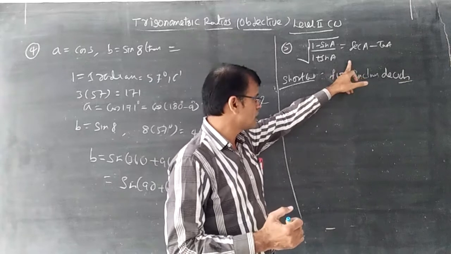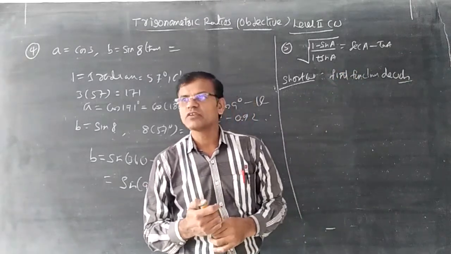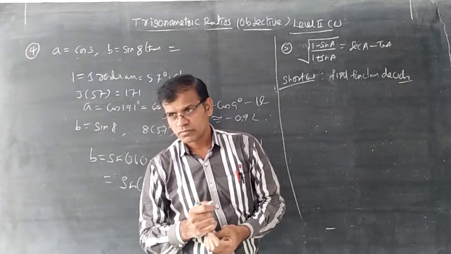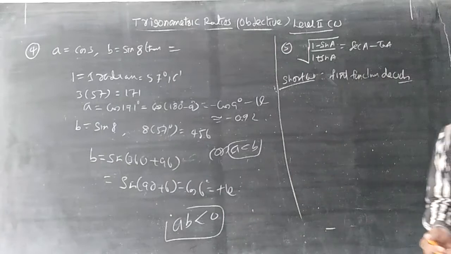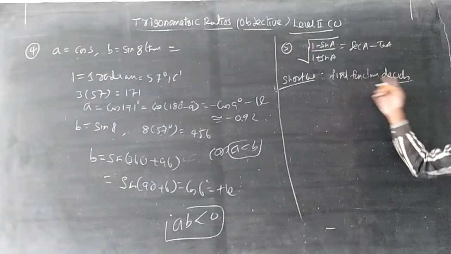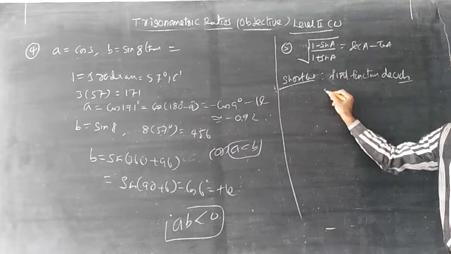Secant a decides. Secant a is positive in which quadrant? According to the all-sin-tan-cos rule, first quadrant. That's all, that is the answer. First and fourth. No need to rationalize. Directly you can write. That is all I discussed. The shortcut: the first function decides. First function means secant.